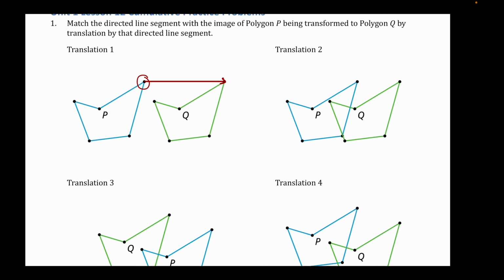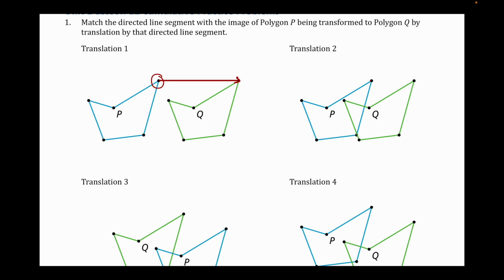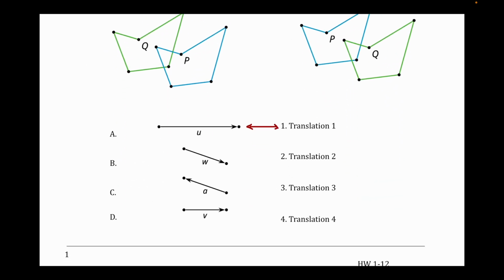For the second one, we're going to use that same corner, the top right corner, because it just seems to stick out the most to me. You want something that's going to be obvious and not just the two closest points to each other. So this is a kind of shorter directed line segment, but it goes almost exactly horizontal as well. So to me, that one looks like D, which is this directed line segment here, V. So I'm going to say that's translation number 2, which was V.